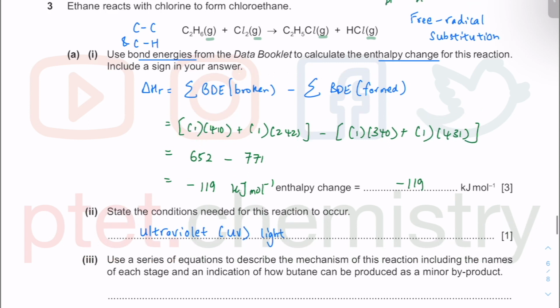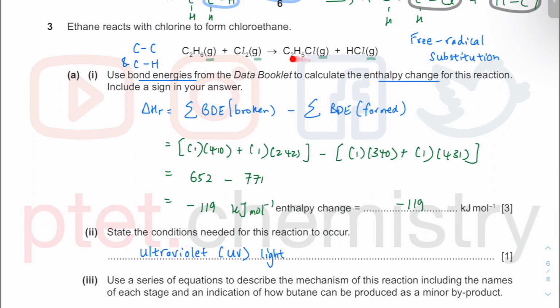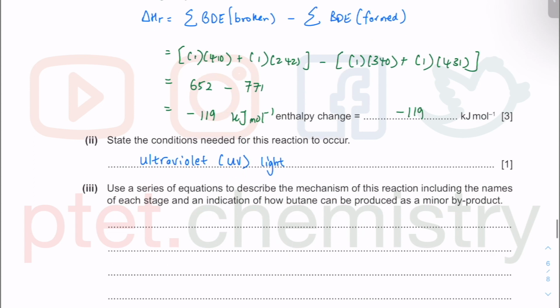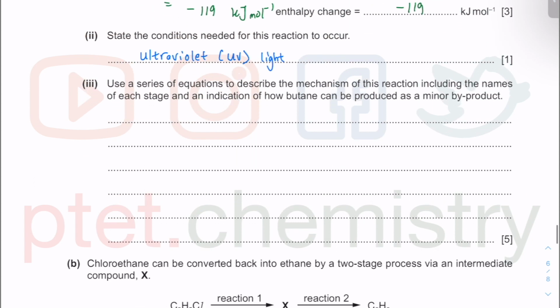What we have is this alkane, chloroethane, being formed from ethane molecule. And we're going to use a series of equations. This is a 5-mark mechanism. Now you're going to have an indication of how butane can be produced as a minor byproduct. This will be in your termination steps.